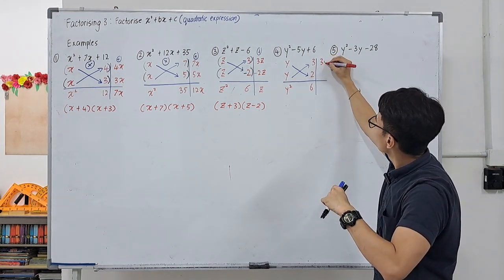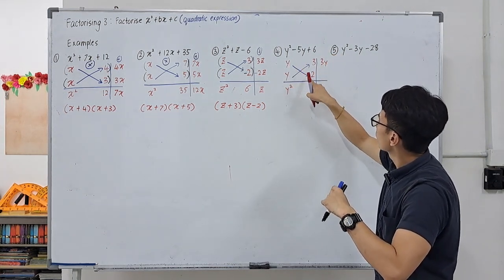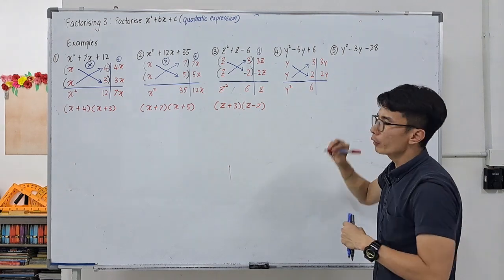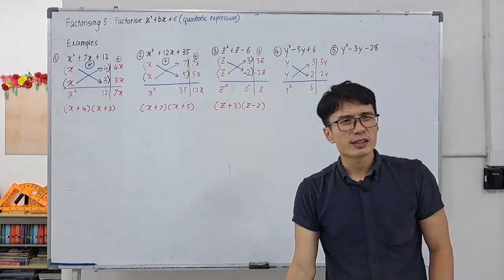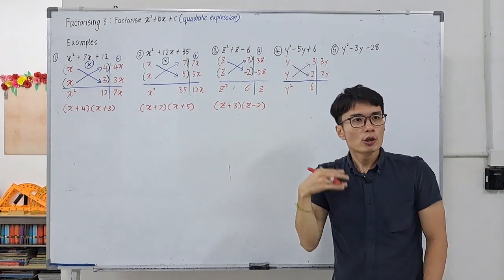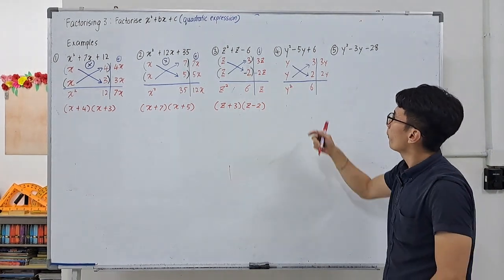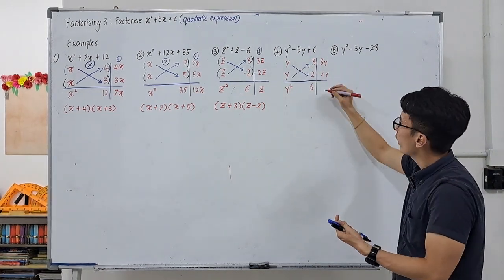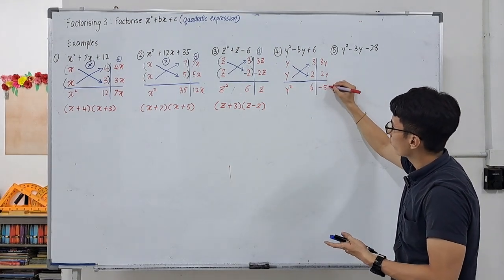So this will give me 3y. This multiplied with this will give me 2y. Now again, ignore the negative sign. 3y plus 2y, will I eventually get 5? True. I will get 5 over here. But what do I want? I want to have a negative 5y.